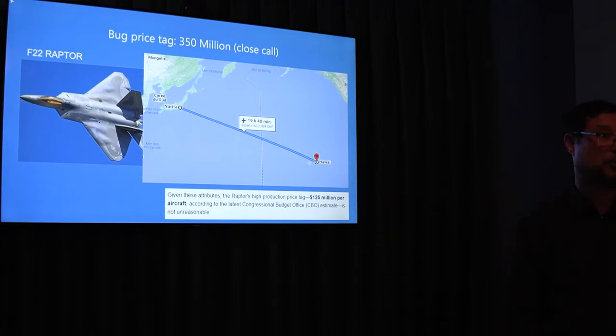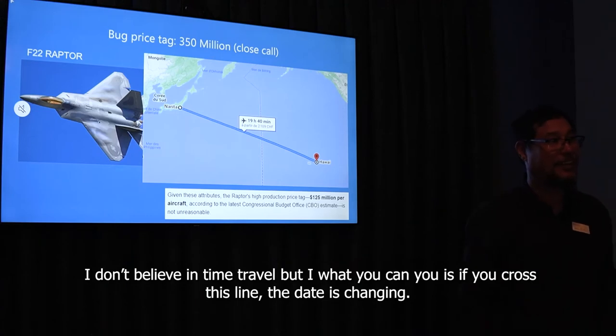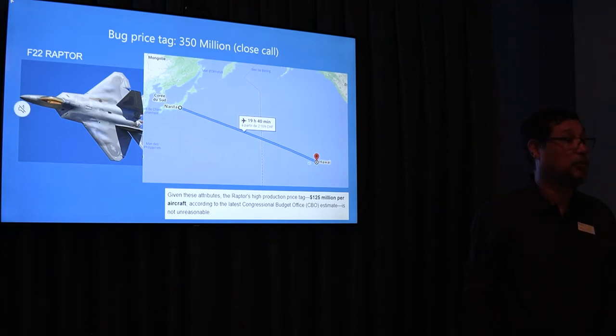Now, of course, it's a flying computer, this thing. Does someone know what this red line is in the middle of the screen? Does someone believe in time travel? I don't believe in time travel, but you can do it if you cross this line, because it's the date change. Yeah, you go backward one day, or you go forward one day.